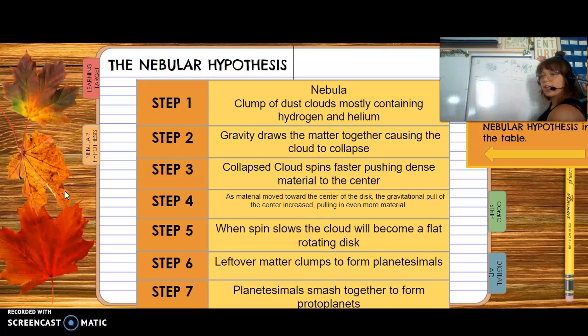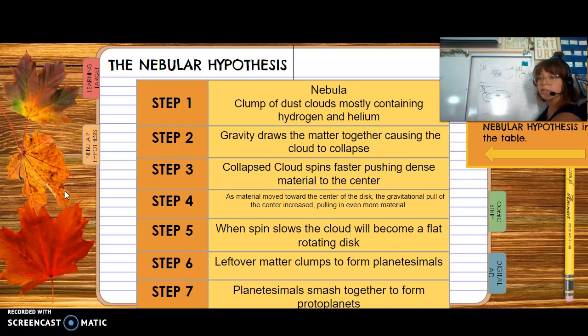Okay? Then we're going to go down here to number 3. What's this third step? So I'm going to write number 3. I'm going to box it. And it says, the collapsed cloud spins faster, pushing dense material to the center. Okay, so now I want to draw something that spins. So, I might draw more of like an oval, and I might draw some arrows to represent it spinning really fast. And then it says that there is dense material pushing to the center. So that might be my dot there.